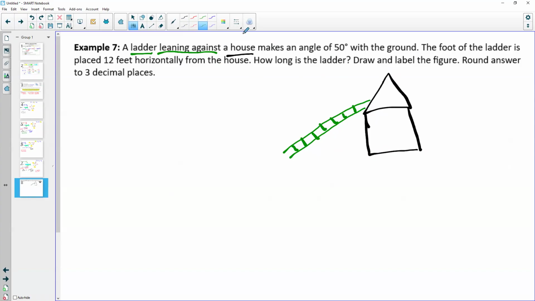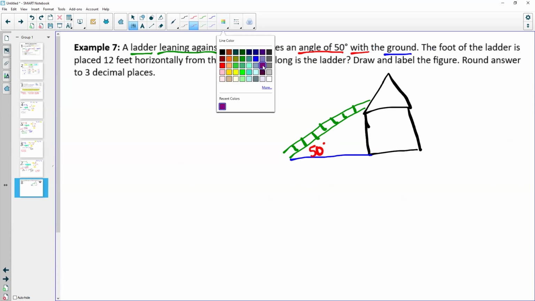So the ladder is leaning against the house and it makes an angle of 50 degrees with the ground. So the ground is going to be right here. And it's making an angle of 50 degrees with the ground. So that means the ladder is making an angle of 50 degrees, and that 50 degrees would be located right here.